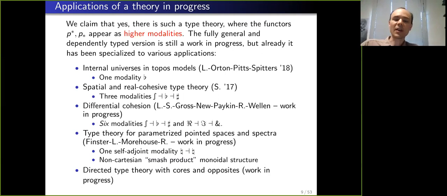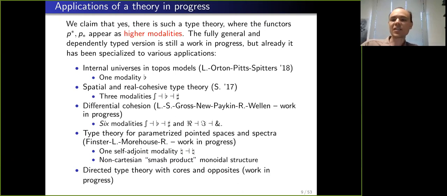Recently, there's this paper by Dan Licata, Ian Orton, Andrew Pitts and Bas Spitters, where they use one modality as a way to construct internal universes, generalizing the construction of the Kan universe in cubical sets. And there's other work in progress involving parametrized spectra, in which we have a monoidal structure, and we have a modality that is adjoint to itself, and incorporating things like opposites and groupoidal cores into directed type theory, which Emily talked about here a few weeks ago.